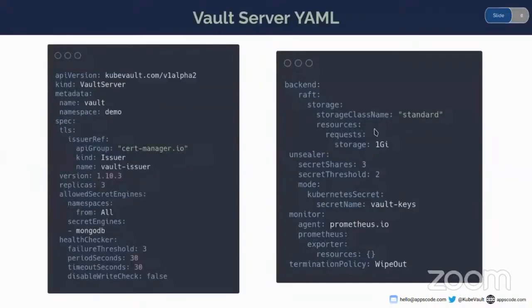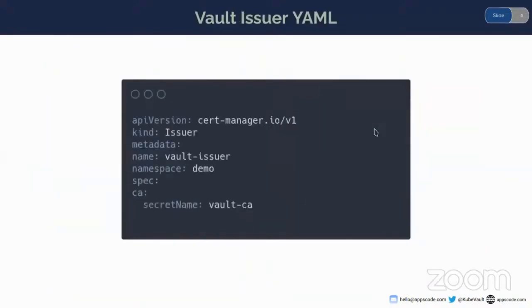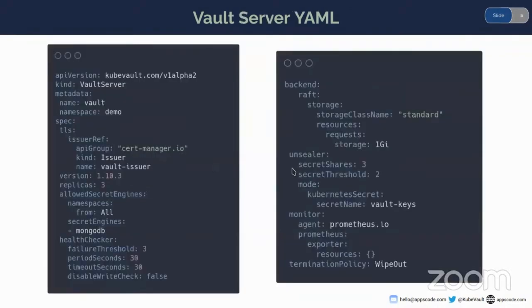So now let's take a look at the Vault issuer. We are using Cert Manager to manage our Vault TLS, so we need to create an issuer for that. Here is the YAML for our issuer. To do that, we also need to create a secret, which I've already created. Let's take a look at the Vault server YAML.